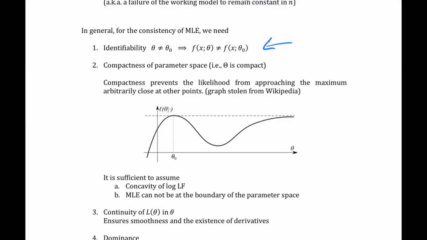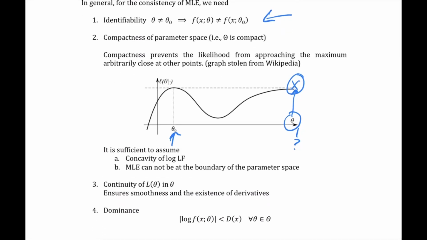What's that? That means you need to not have likelihood functions that look like this. Here, notice I'm approaching the maximum at two places, the truth and another place out here. And so when I go to maximize this likelihood function numerically, you don't want to get stuck over here because this is in the wrong place. So we rule out these sorts of cases. When we have these, I may not get the right answer. All right, and in continuity, you want smoothness and the existence of derivatives in this function.